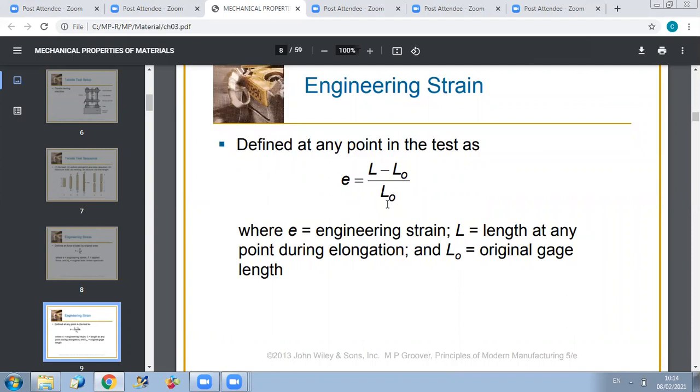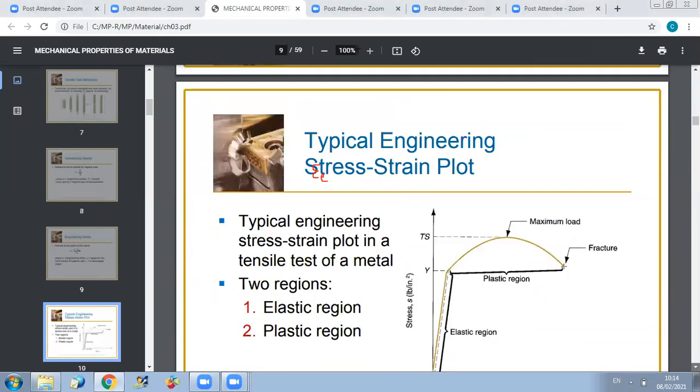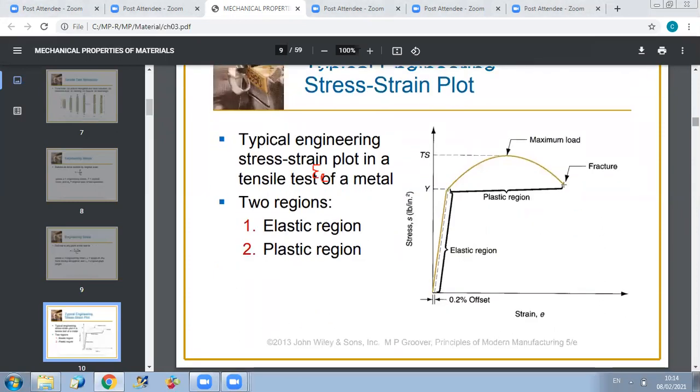This is the engineering strain, where e represents the engineering strain, L is the length at any point during elongation, and L0 is the original gauge length. In general, the symbol we use is epsilon. You are familiar with this, I think, if you have taken mechanics of materials. The engineering strain has the symbol epsilon e, epsilon engineering. Now, if we plot the engineering stress versus the engineering strain, we obtain the engineering stress-strain plot.